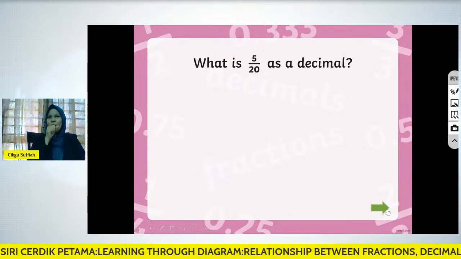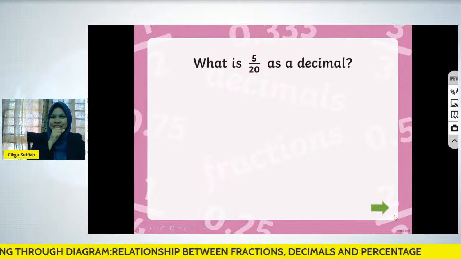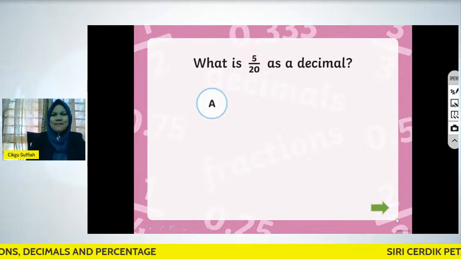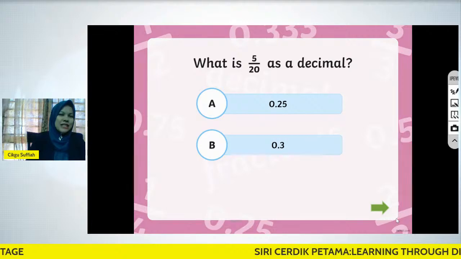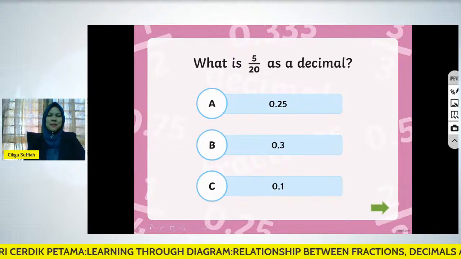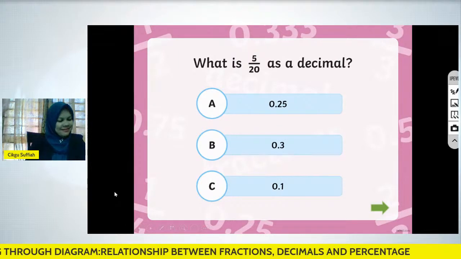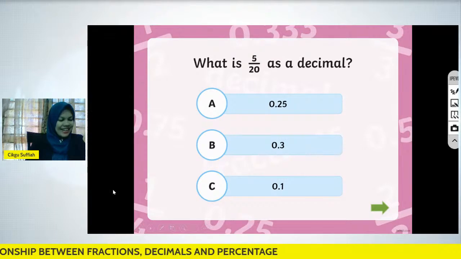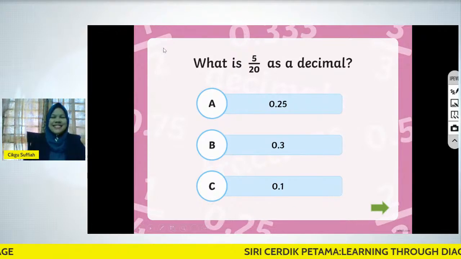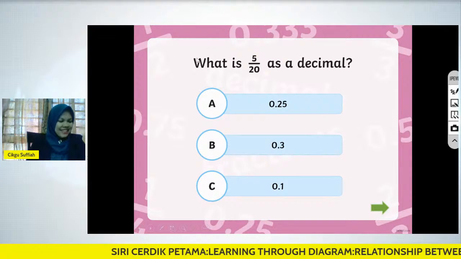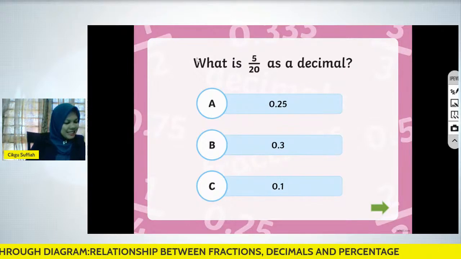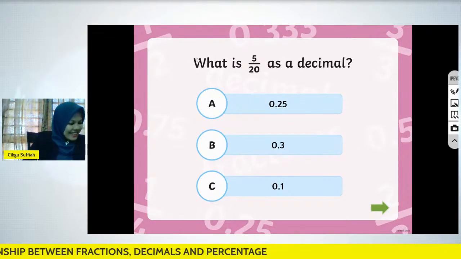Next, how about this? You might need to try this out. What is 5 over 20 as a decimal? A, 0.25. B, 0.3. C, 0.1. Which one? I might show you something here, how to solve this question. It's actually quite tricky. If you can see 5 over 20, wow, everyone gave me A and some gave me C.